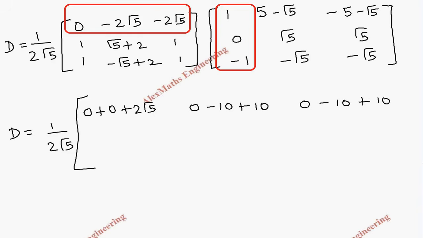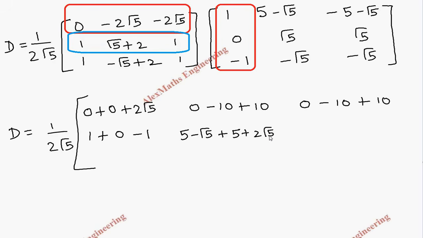In the same way, let's take the second row and multiply with each column corresponding elements. So 1 plus 0 minus 1. The next is 5 minus root 5. Then here it is root 5 into root 5 is 5, then plus 2 root 5, then minus root 5. Then coming to the third part, minus 5 minus root 5 plus 5 plus 2 root 5, then minus root 5.